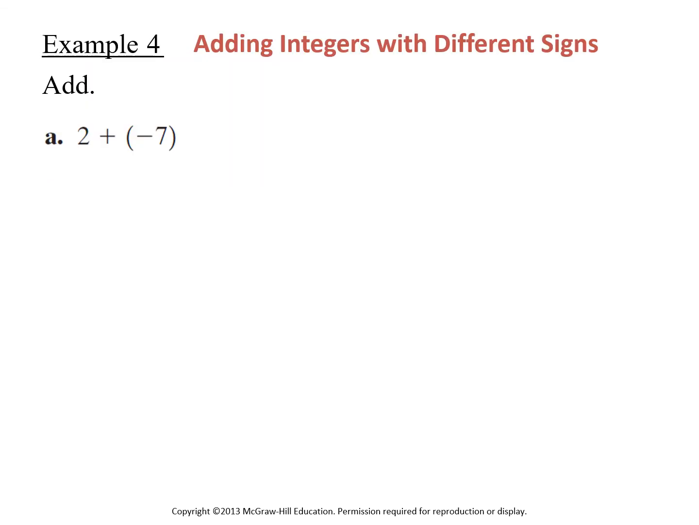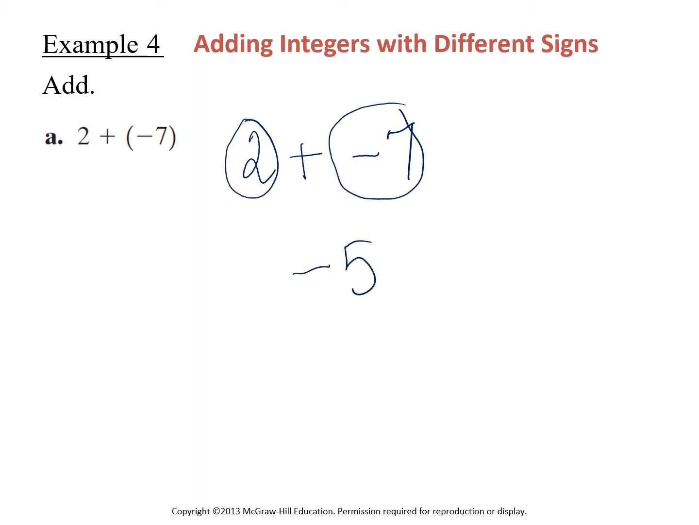In this example, the signs are different, so we find the difference. Now, the parentheses around the -7 don't really mean anything. Sometimes we separate our plus sign from our negative number with parentheses, but if this had been written 2 plus -7, it's the same thing. So you have 2, but you owe 7, so you owe more, and your answer is going to be -5.